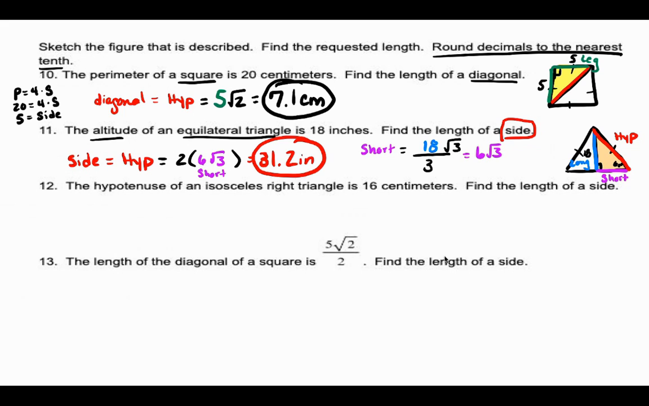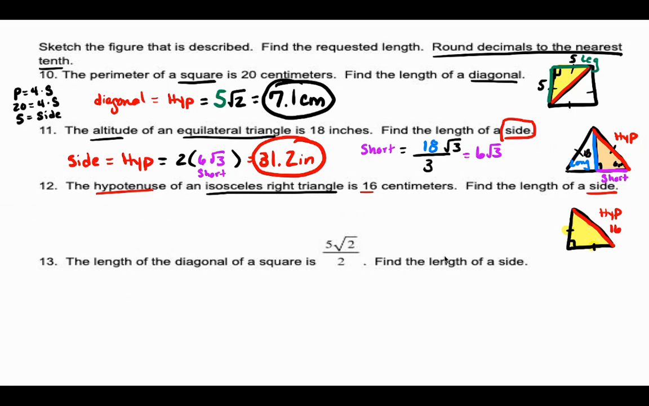For the next sketch, we have been asked to draw an isosceles right triangle. This is our isosceles right triangle. Whenever it is isosceles, we're dealing with the 45-45-90 rule. We are given that the hypotenuse is 16, and we are asked for the length of a side.